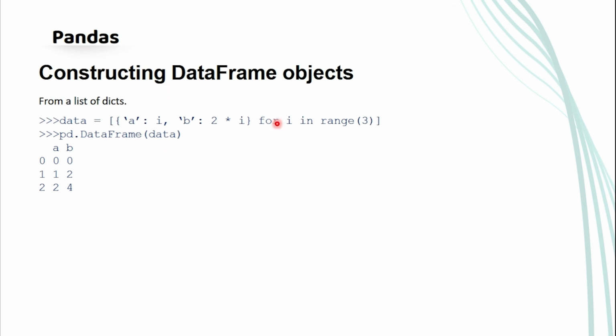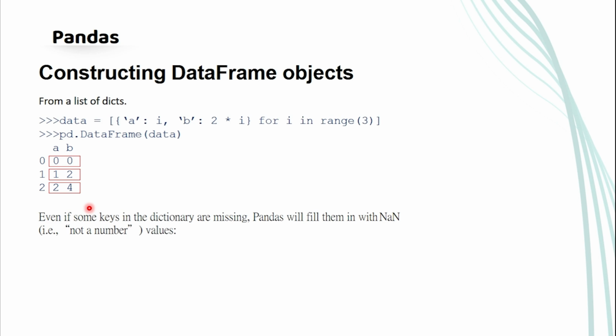So we can construct the dictionary here. Here is a dictionary where we have i from a for loop, for i in range(3). So we have i values 0, 1, 2. For i equal to 0, the dictionary maps a to 0 and b to 0. When i is 1, a maps to 1 and b maps to 2, and when i is 2, a maps to 2 and b maps to 4. So we can construct a DataFrame like this one.